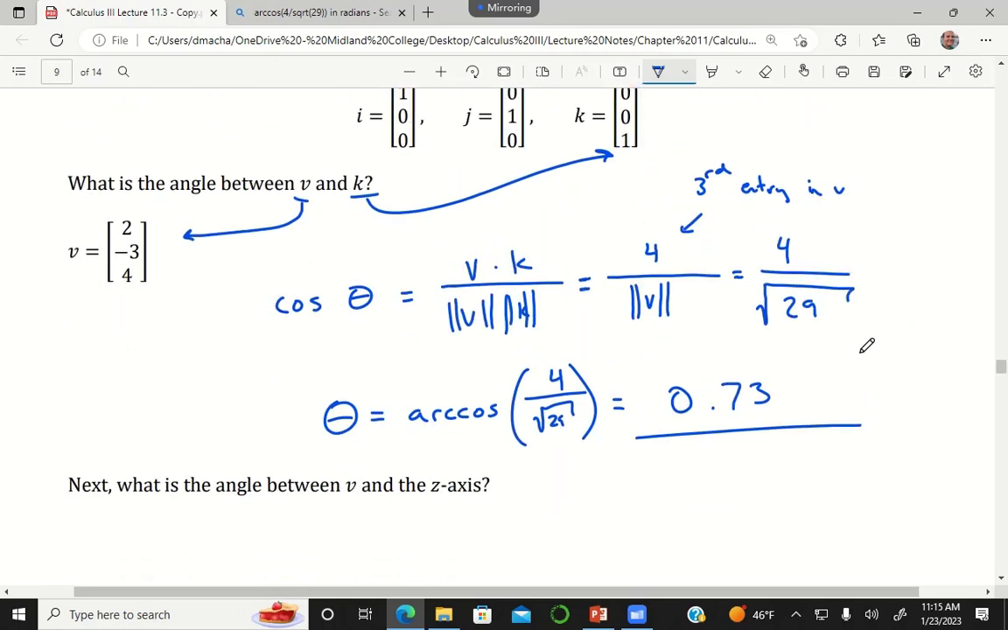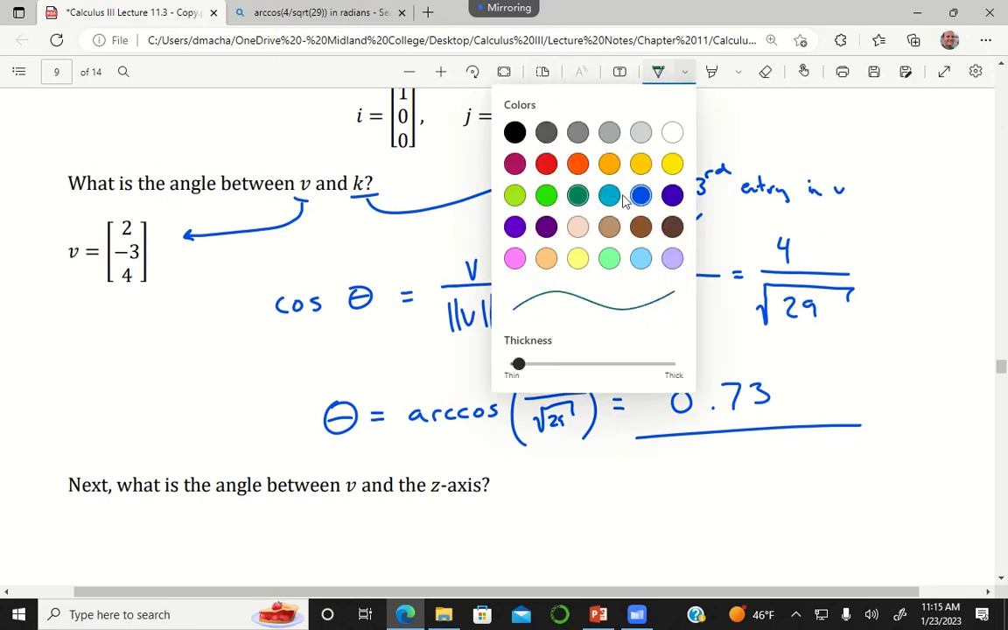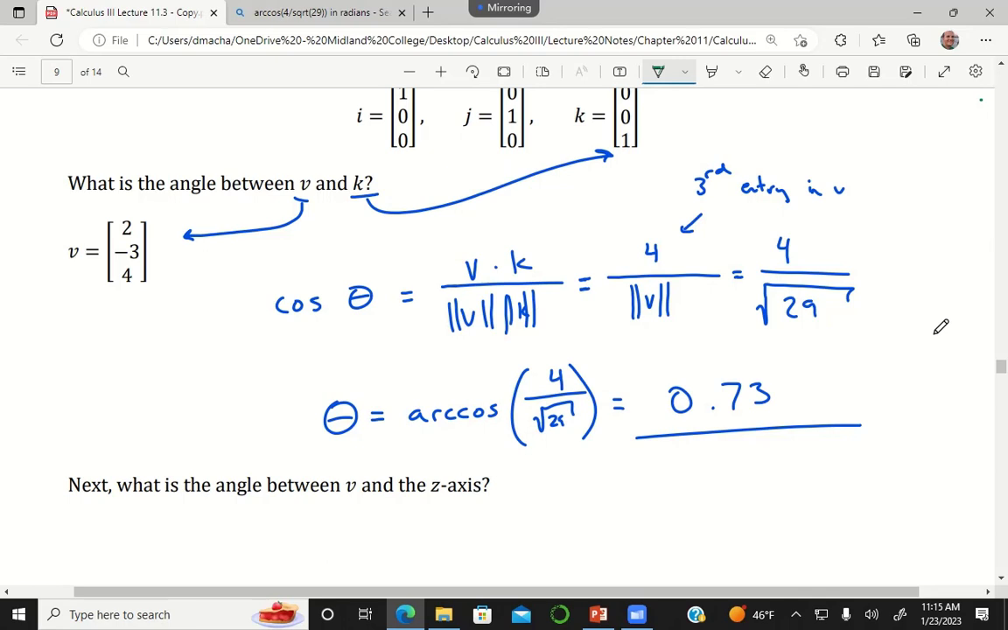So the next question down here at the bottom of my screen says, what is the angle between my vector v and the z-axis? A lot of times in this class, whenever we have a three-dimensional vector, we're going to be able to represent it with an arrow in three-dimensional space where the tail of the arrow is fixed at the origin, and then the tip of the arrow is going to be pointed to some point in three-dimensional space where we say that the entries of my vector correspond to the x-coordinate, y-coordinate, z-coordinate.